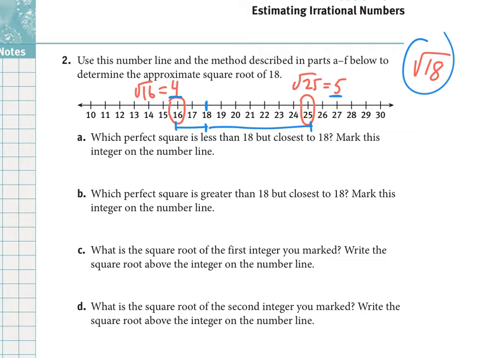So the square root of 18 should be in between the square root of 16 and the square root of 25. So I would say it's around 4.2-ish, 4.3 maybe. That would be a decent estimate, but definitely closer to 4 than it is to 5. Okay, and I did that just by knowing that 16 and 25 were perfect squares, and that my value of 18 was a value in between, but again, closer to the 16.